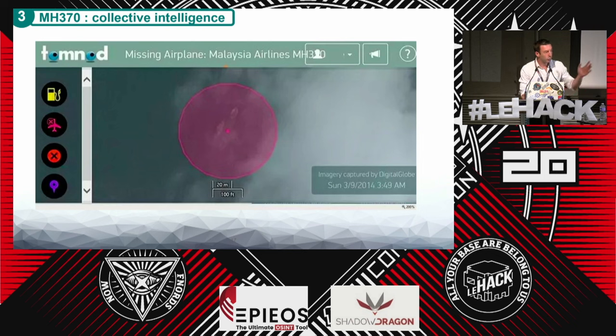Everybody was able to go on that website, spend 5 minutes, 1 hour, 2 hours, and identify this kind of thing. So this is, in my opinion, the most massive crowdsourcing investigation ever made. The fact is that a few days after that, we realized that the plane had kept flying for 7 more hours, so it was not the right position. But the fact that people randomly chose to look at those pictures and share them widely, in 2014, was really new.